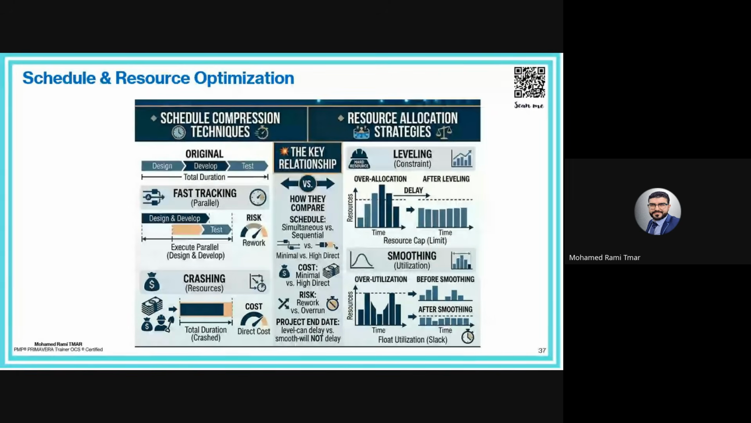Okay, so the big picture: we have fast tracking and crashing for the time optimization, and smoothing and leveling for the resource optimization. Every decision in scheduling is a trade-off related to time, cost, resource, and risk. And a good scheduler doesn't just build the plan. They understand the impact of every optimization decision.